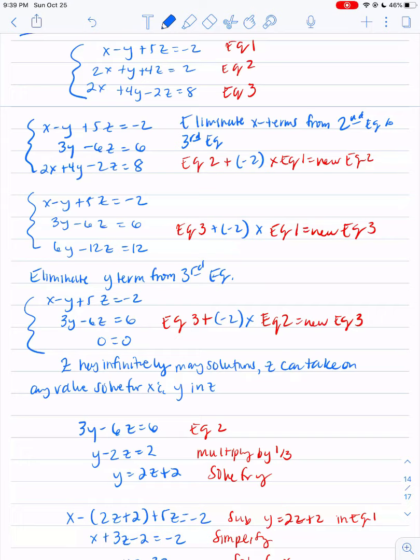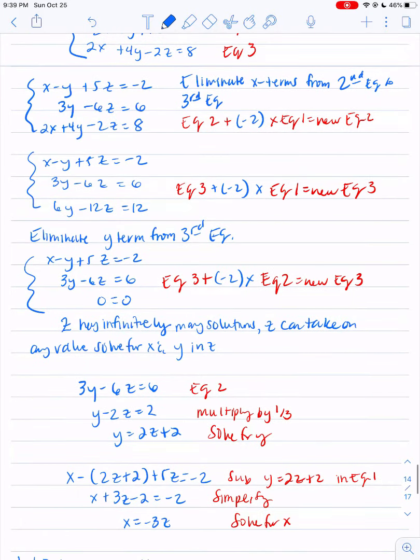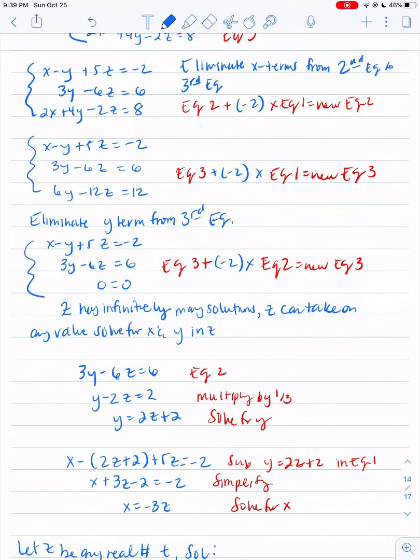So I have equation 2 plus negative 2 times equation 1 equals my new equation 2. So that's 3y minus 6z equals 6. And then I have equation 3 plus negative 2 times equation 1 is my new equation 3. So my new equation 3 is 6y minus 12z equals 12. And if you guys are getting confused, make sure to actually do these calculations and see it for yourself. And then I eliminate the y term from the third equation.